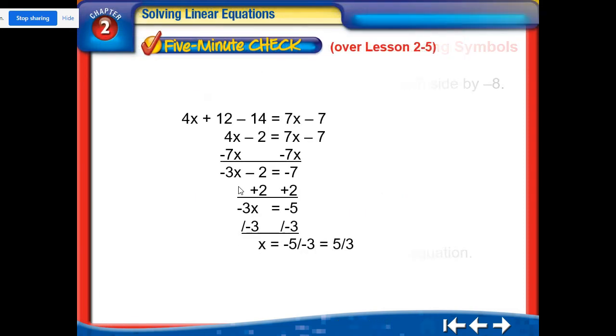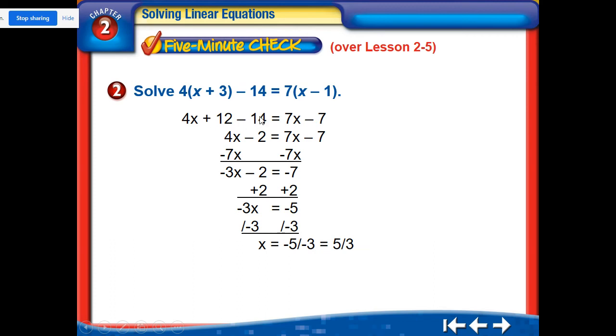All right, let's try another one. All right, notice this negative 14 that's sitting out here by itself. Sometimes that happens. That's what I was talking about, like terms. When it has stuff on the outside of the parentheses like this, we're going to have to take that one extra step. So we're going to distribute. 4 times x is 4x. 4 times 3 is 12. There's still that negative 14. 7x and 7.